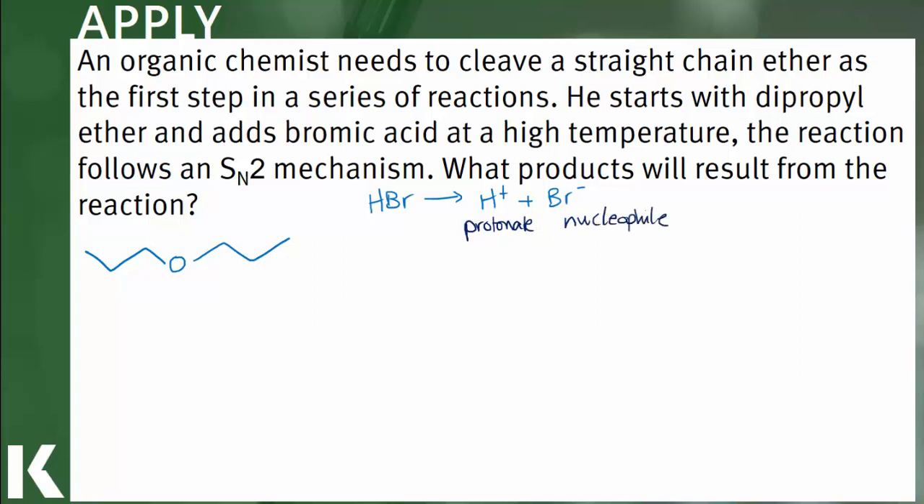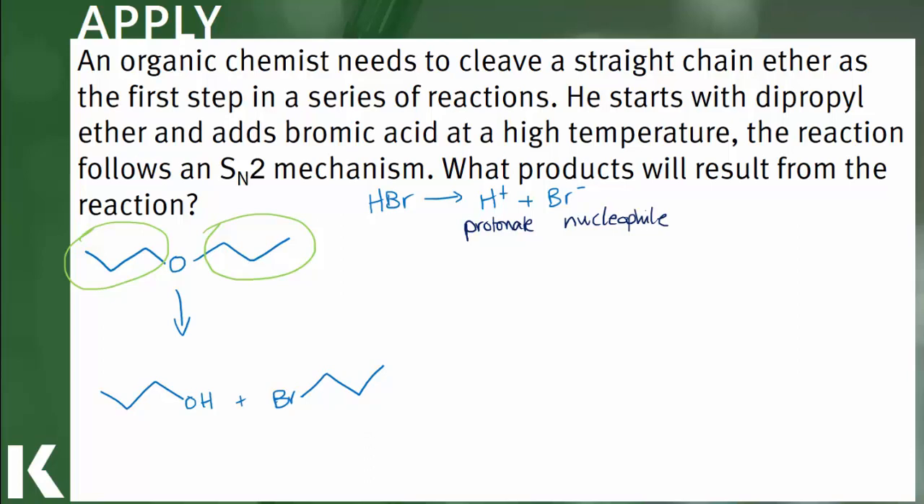The quick and easy way to predict the products is to remember that both SN1 and SN2 reactions will give you the same products, an alkyl halide and an alcohol, using the alkyl groups on either side of the oxygen. Dipropyl ether will produce propanol and 1-bromopropane as products.